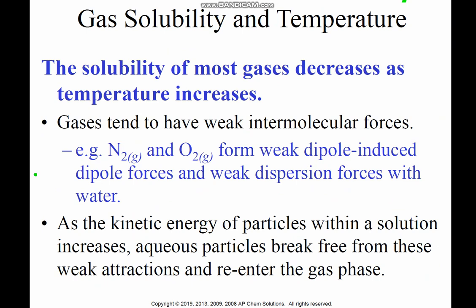So, for example, when you're heating a pot of water, you're going to see bubbles forming. And when those bubbles are forming, that actually happens way before boiling point. That is because the gases like oxygen, nitrogen, and carbon dioxide that are in our atmosphere are leaving their aqueous state and re-entering the gas phase. And that happens because they form weak dipole-induced dipole forces, and as the particles heat up within a solution, they are breaking free from those weak attractions and re-entering the gas phase.